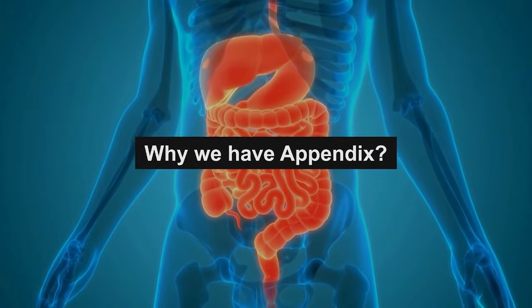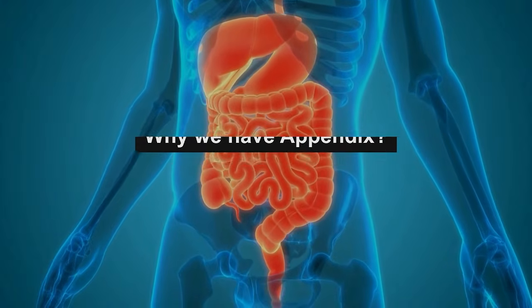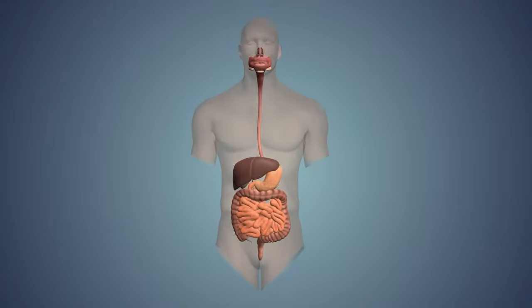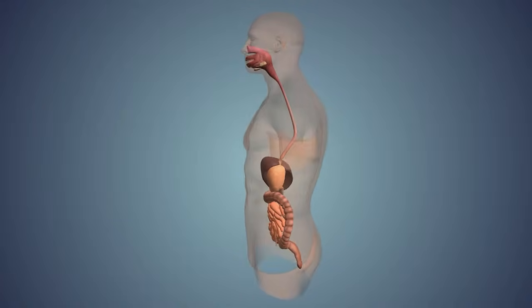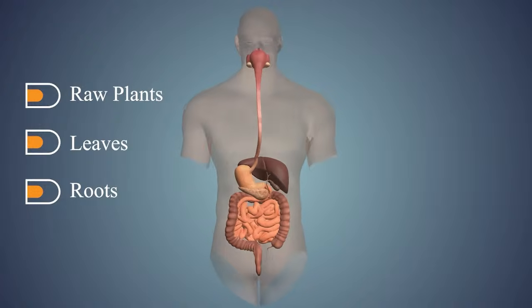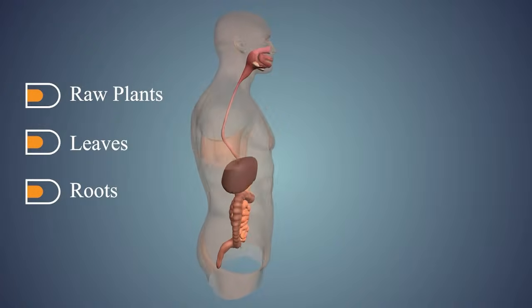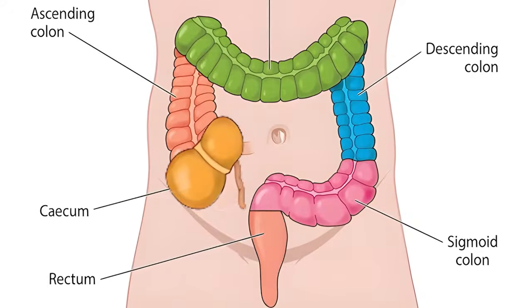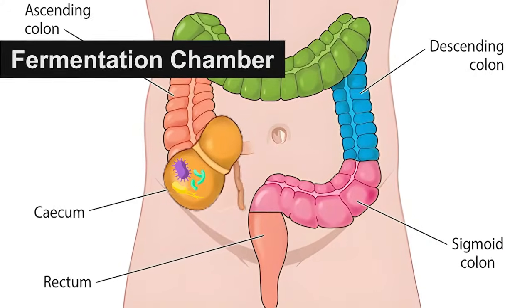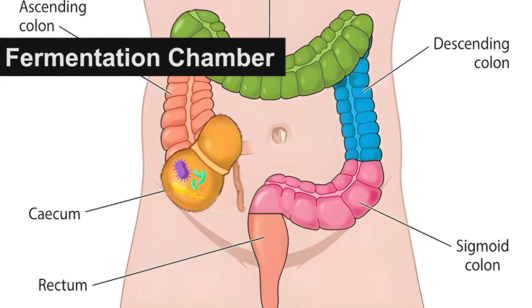Why do we have an appendix? To understand why we have an appendix, we need to go back to our evolutionary history. Millions of years ago, our ancestors had very different diets. They ate lots of raw plants, leaves, and roots, which are hard to digest. Back then, their cecum and appendix were much larger and acted as a fermentation chamber. In this chamber, bacteria helped break down the tough fibers in plants.